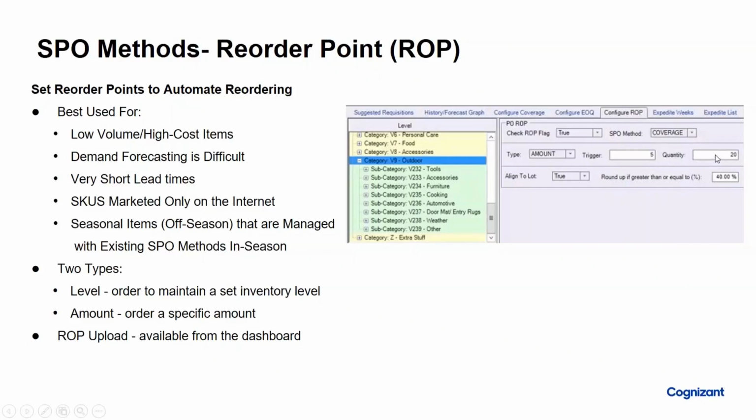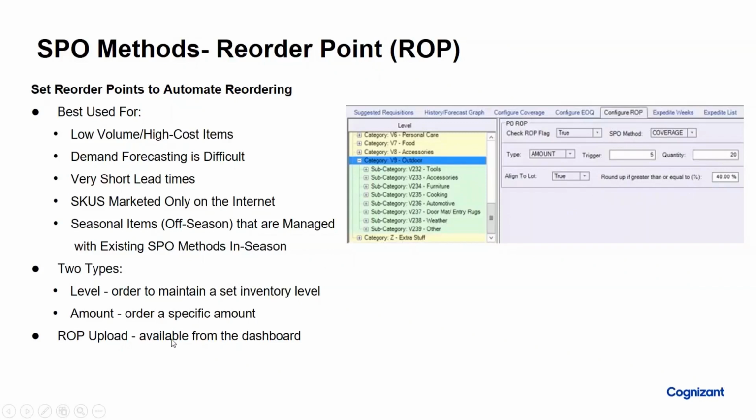The amount will tell you a specific amount to order. So again, I have a trigger of 5 units on hand. The system sees I have 5 on hand. My quantity value is 20. The system is going to suggest a requisition for you to buy 20 units. You get to align to lot, true or false, and you can have the roundup percentage as well.